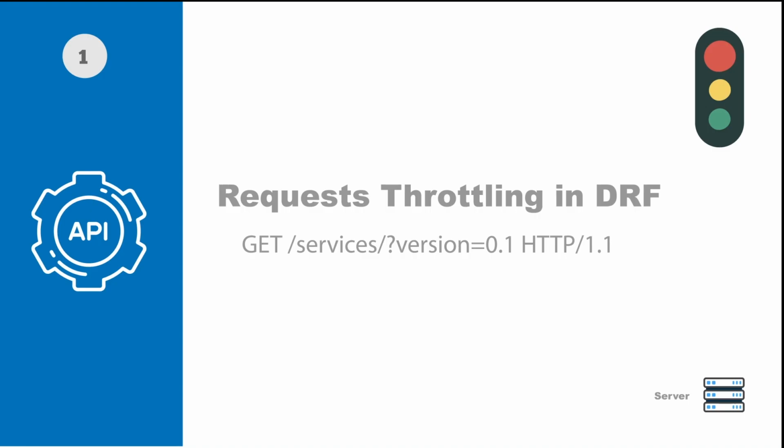So let's look at this URL. We do have a URL with path services slash, and query parameter version equals 0.1. Imagine there are a lot of requests issued to this URL that may impact the performance of your server, and you want to throttle this URL.